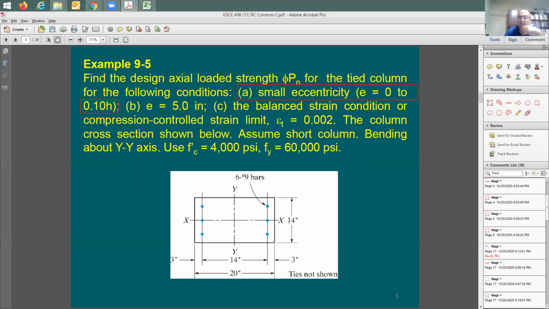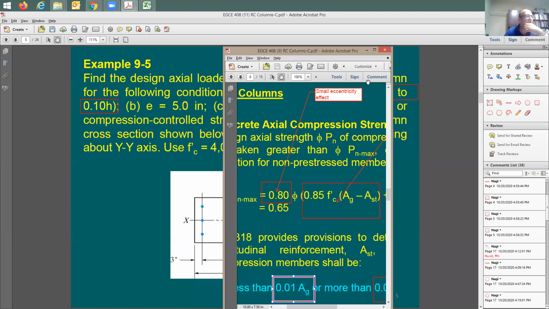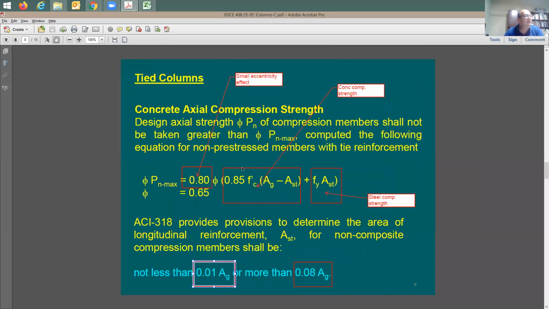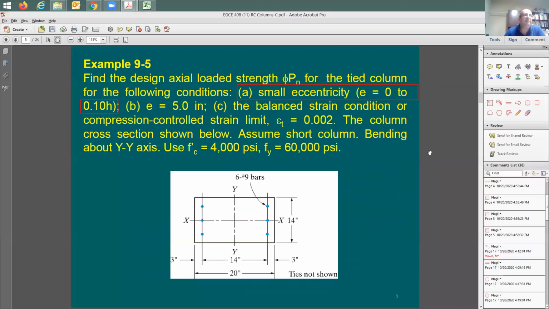So in the past, when I did this column equation for you, I said that this 0.8 here is going to cover the small eccentricity effect. Now, we didn't question the meaning of the small eccentricity. Now, this is the time to understand what is meant by small eccentricity. Small eccentricity is when e is going to be equal to a maximum of 10% of h.